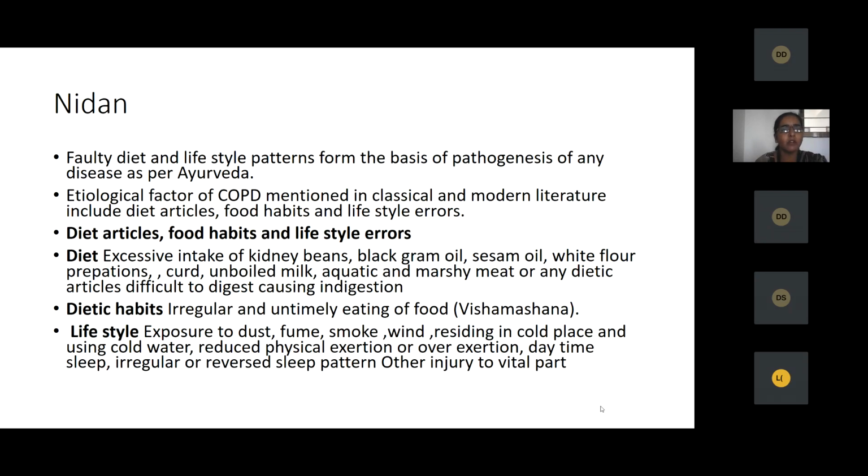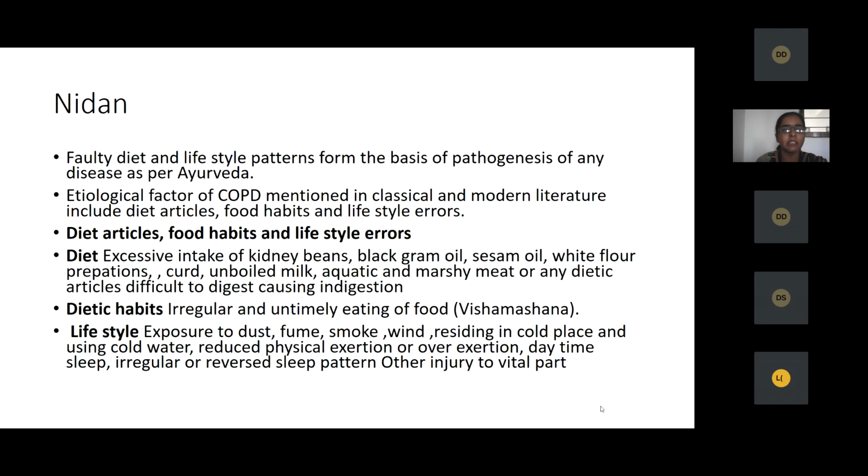The nidanas, that means the causative or etiological factors for COPD, are faulty diet and lifestyle patterns, which form the basis of pathogenesis of any disease as per Ayurveda. The etiological factors of COPD mentioned in classical and modern literature include dietary, food habit, and lifestyle disorders. These three main etiological factors are diet, food habits, and lifestyle.